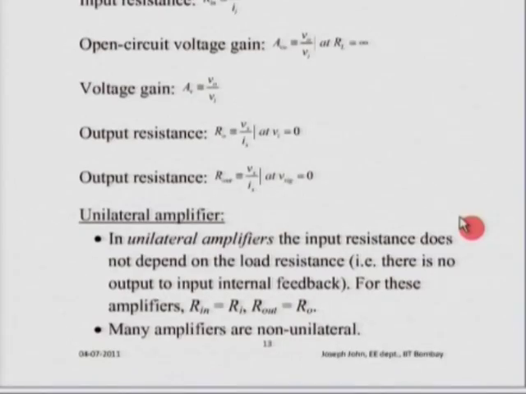Now, it is quite confusing to see why we have two sets of input resistances and two sets of output resistances. To understand that, we need to talk about what are called unilateral amplifiers. Certain types of amplifiers are called unilateral amplifiers. In these amplifiers, the input resistance does not depend on the load resistance, that is, there is no output to input internal feedback. So, in a unilateral amplifier, R_in will be the same as R_i, and R_out would be the same as R_o. Many amplifiers are non-unilateral.